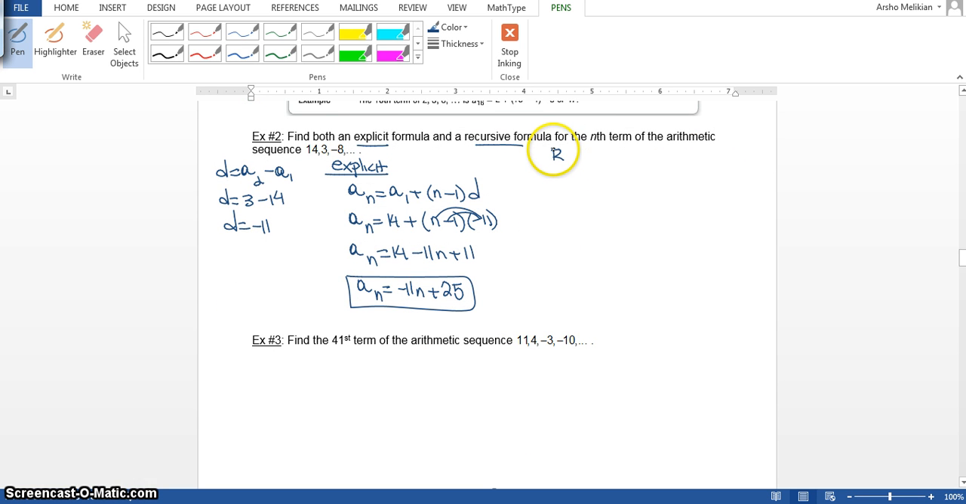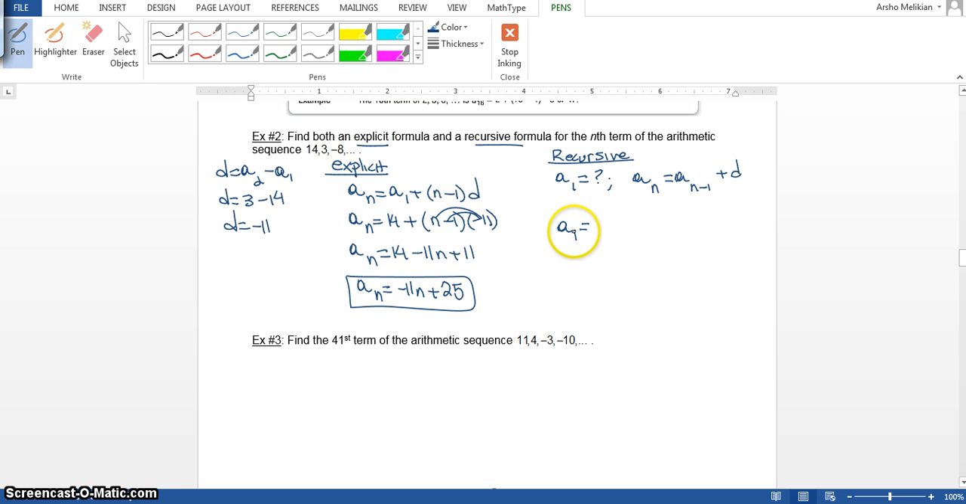To find the recursive formula, the format is this. You first have to specify what A1 is. Then each of the other terms, so if I want to find the fifth term, I take the term right before it, that's AN minus 1, and to that I just add my D. Alright? So using that, let's fill this in.